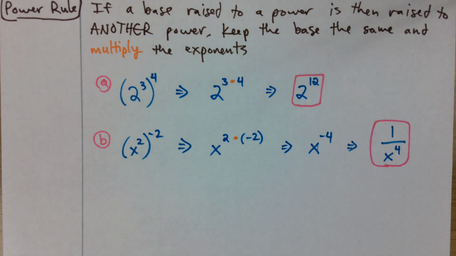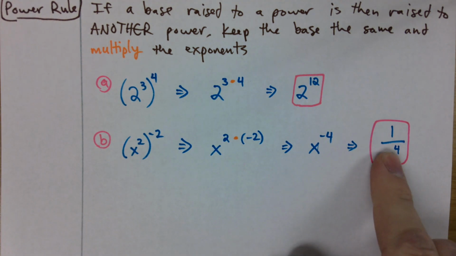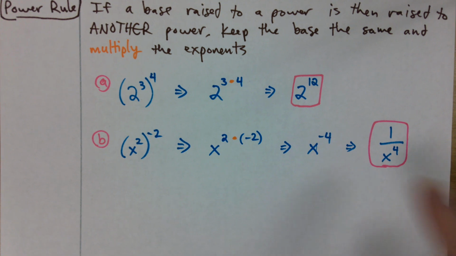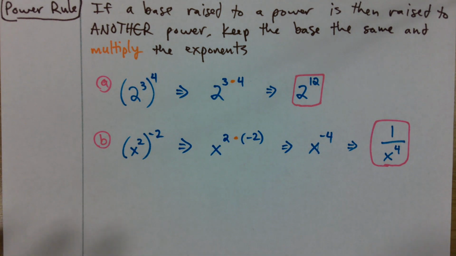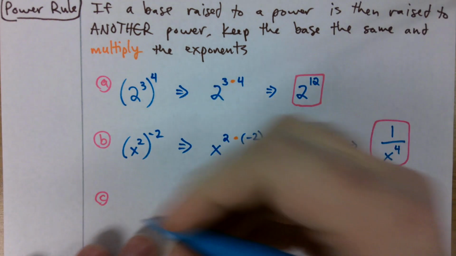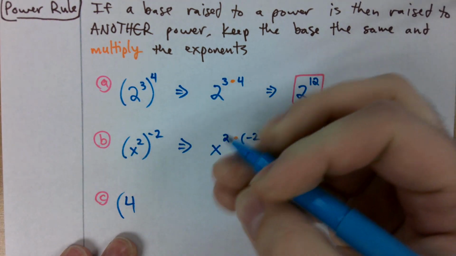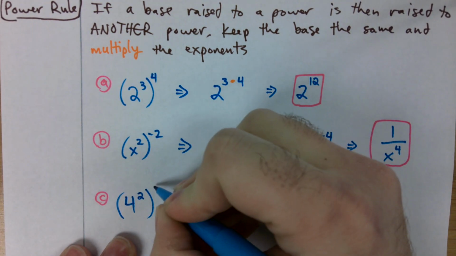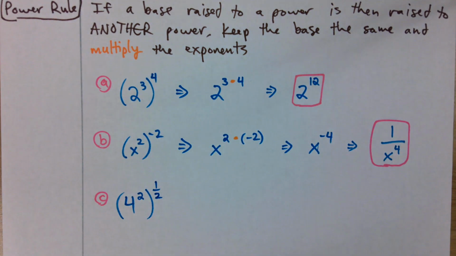First couple days, I allowed it, but now we have to use what we learned on Monday, flip that fraction, and have positive exponents in our answers. Let's do something like this. Let's do 4 squared to the 1/2 power.